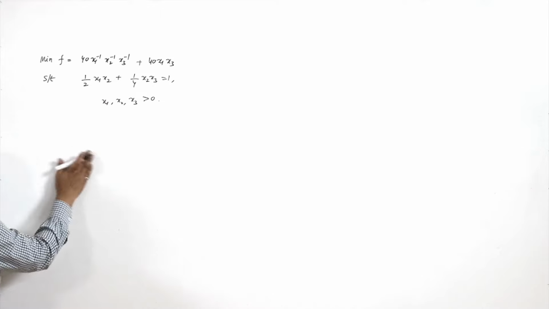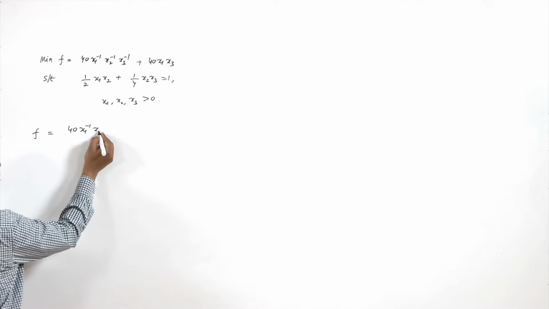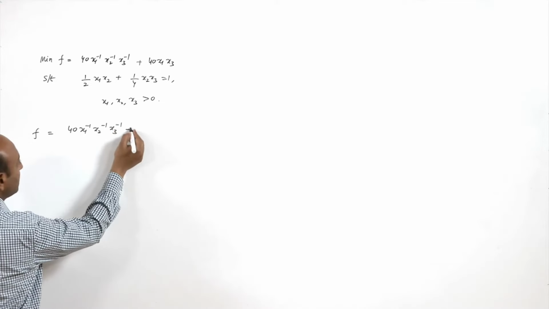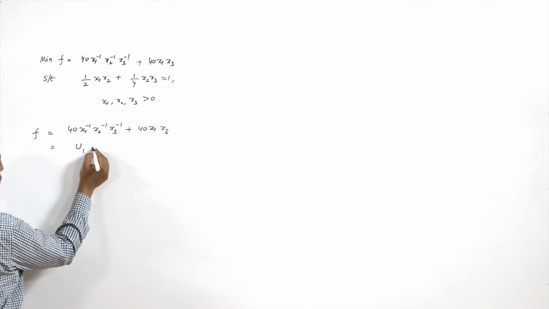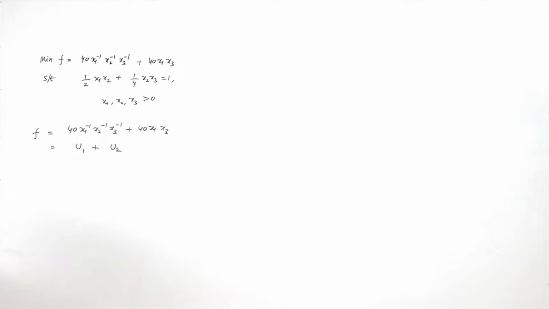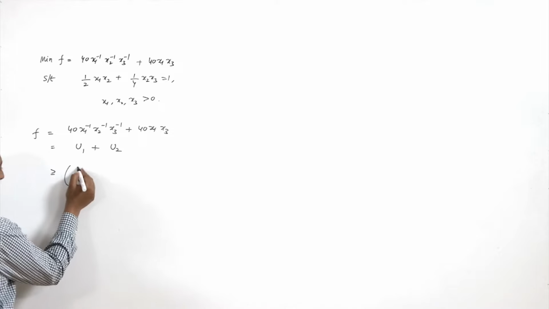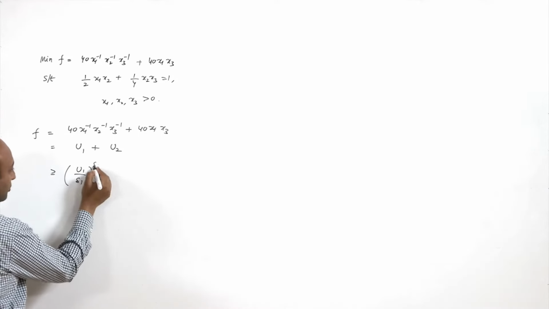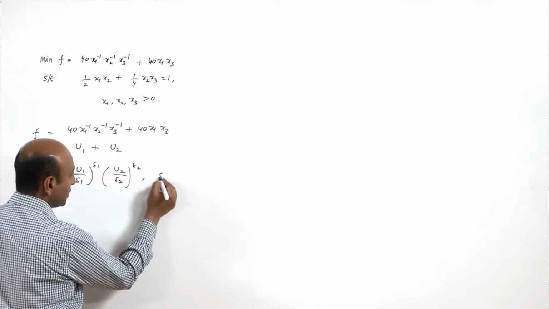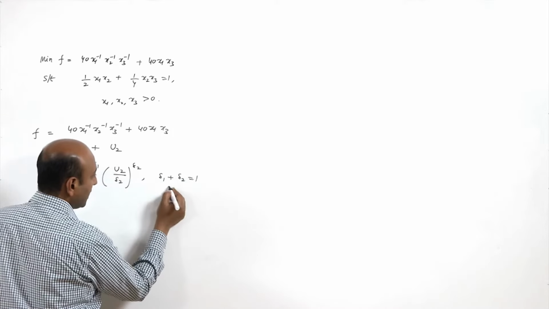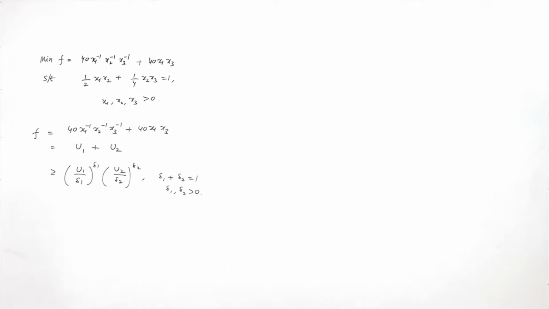So, first let us focus on the objective. Objective is f equal to 40 x1 raised to power minus 1, x2 raised to power minus 1, x3 raised to power minus 1 plus 40 x1 x3. Now, it is equal to u1 plus u2. Let us suppose the first term is u1, the second term is u2. So, it is greater than or equal to, by the same inequality, (u1 upon delta1) whole raised to power delta1, (u2 upon delta2) whole raised to power delta2, where delta1 plus delta2 is 1 and delta1, delta2 are strictly greater than 0. This is by the objective function.